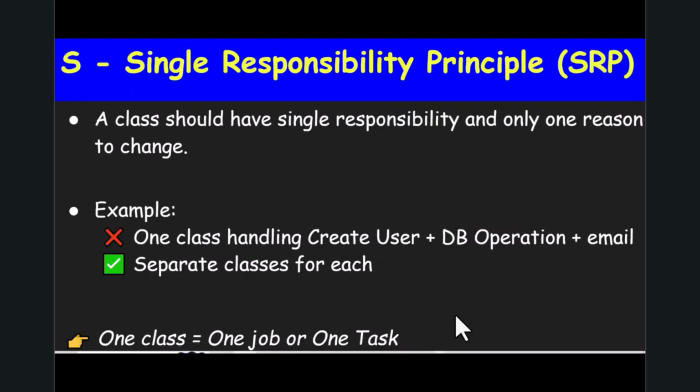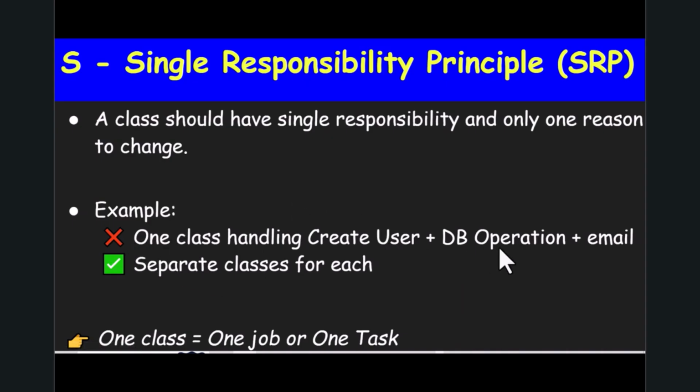Let's talk about the first design principle, the single responsibility principle. In this principle, a class should have a single responsibility. So if one class is handling creation of the user, DB operation, and email services, that's a bad thing, right? Because as per the rule, a class should have a single responsibility. But if you see this example, this class is handling multiple operations.